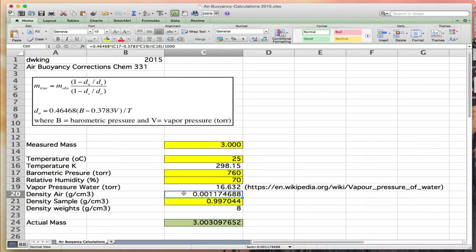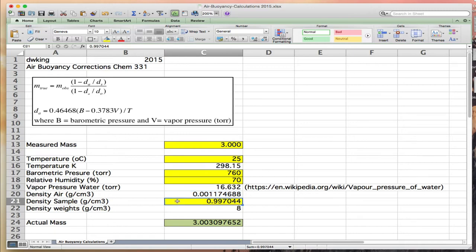You'll notice this is small. So this is a good check value. When you build your own spreadsheet, you should get 0.00117468 as the density of air. And if you don't, you've made an error in your equation.